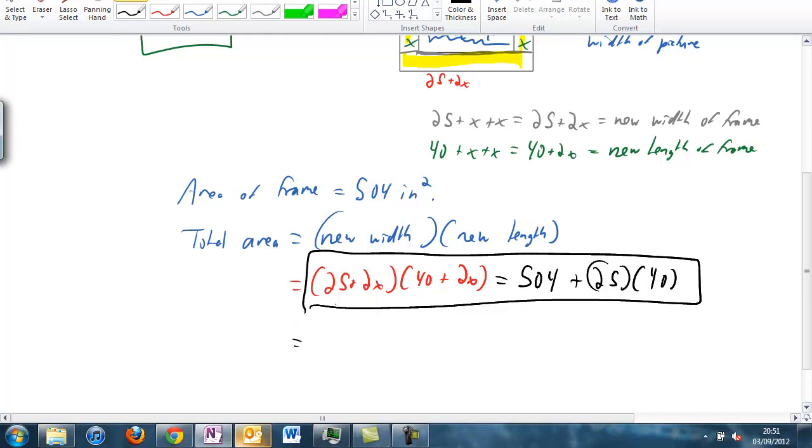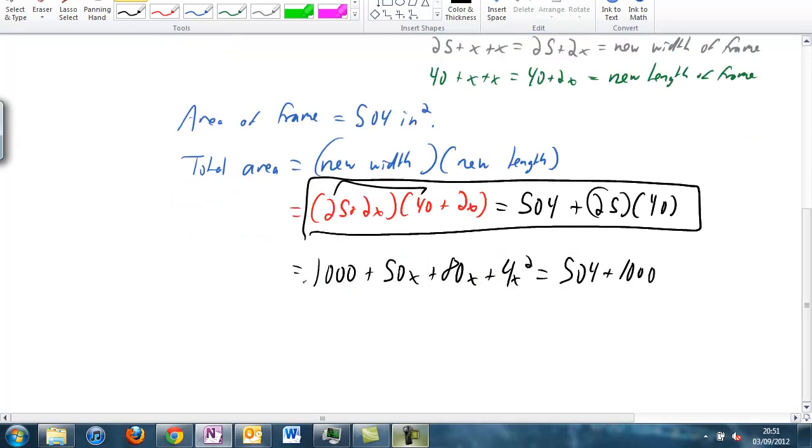I'm going to take the two binomials on the left side and FOIL those. So 25 times 40 is 1,000, that's the first. Outer, 25 times 2x is 50x, inner is 80x, and the last is 4x squared. Then we have 504 plus 1,000. My 1,000s can cancel, because if we subtract 1,000 from both sides, we get 0 for that part. And if I move everything to the left side, I get 4x squared plus 130x minus 504 is equal to 0.